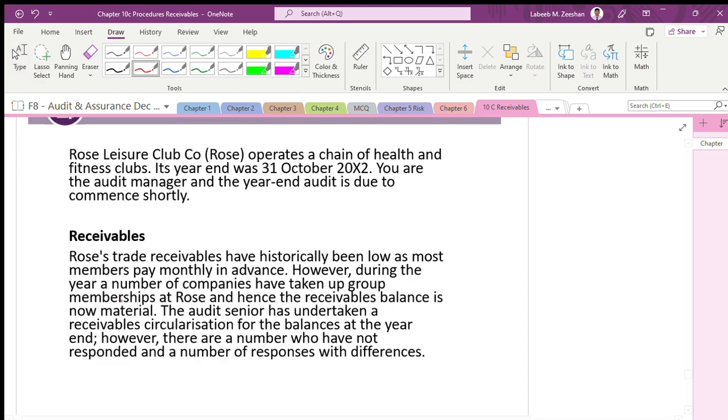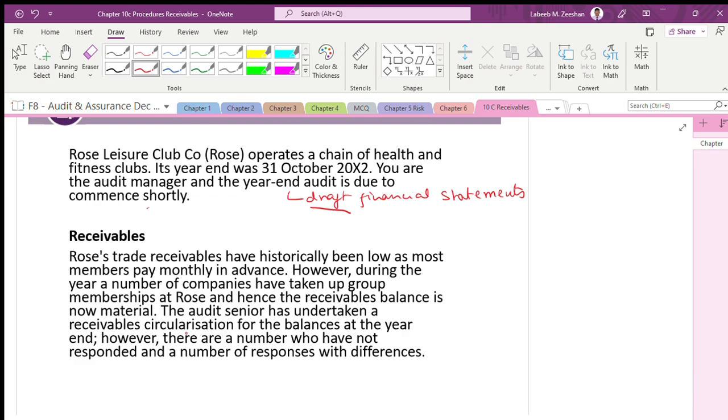Rose Leisure Club operates a chain of health and fitness clubs. 31st December, you are an audit manager and the year-end audit is due to commence. Year-end audit due to commence means what? It is draft financial statements. Don't ever write financial statements. I will tell you where to write financial statements, and where you have to write draft financial statements.